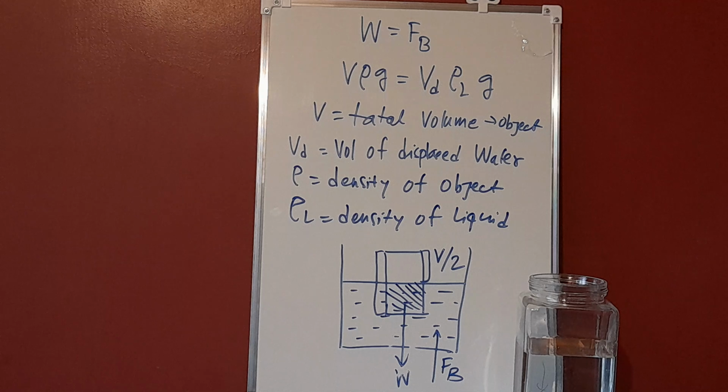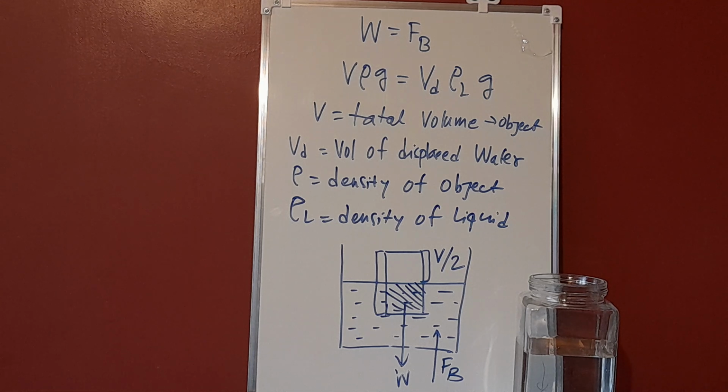Now I'll show you what is displaced water. Whenever we are submerging some object inside the water, it is taking some volume, right? So that volume is that amount of water getting displaced from that position. So that's called displaced water.